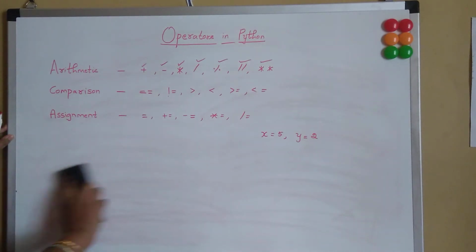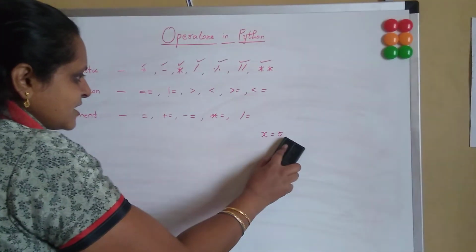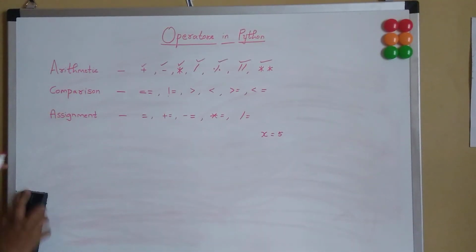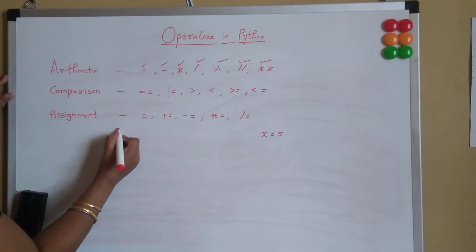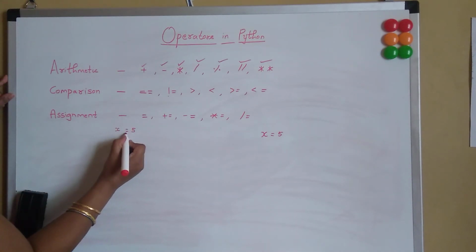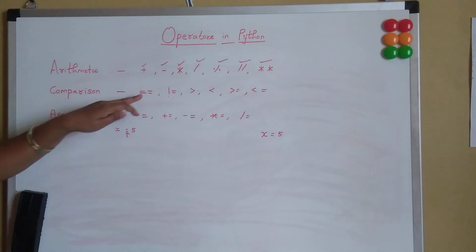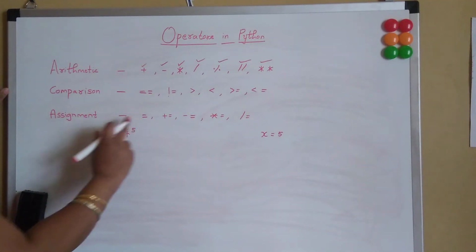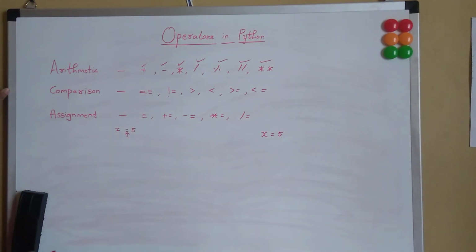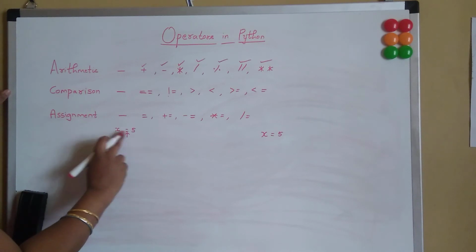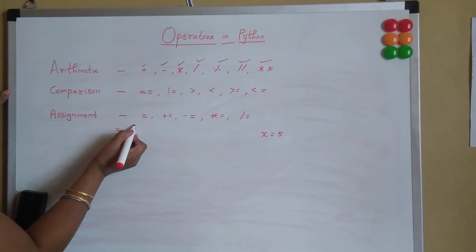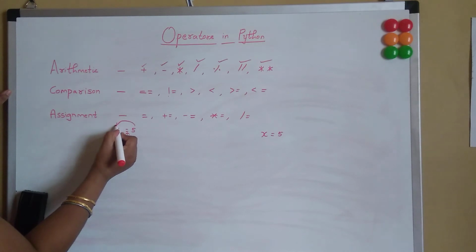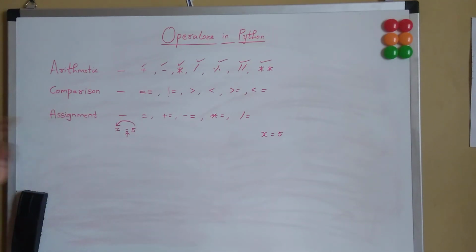For assignment operators, we take a single operand. So now if I say x equal to 5, this is the assignment operator, that is a single equal to. Double equal to becomes the comparison operator, while a single equal to becomes an assignment operator. So I am assigning the value 5 to the variable x.